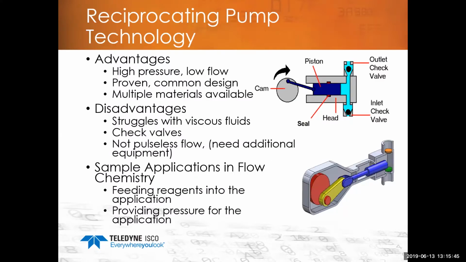Reciprocating pumps are another type of technology. Some people call them piston pumps. Basically, it's like a train engine. The piston pulls back, wheel moves, piston pulls forward, keeps moving. Advantages: they can go to higher pressures, up to 10, 15,000 PSI. It's a very common design, very proven, a long-lasting design. Many different materials are available if you need to be worried about chemical compatibility, whether it be stainless steel, titanium, PEEK, Hastelloy, and there's others.